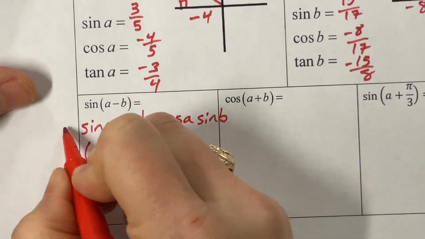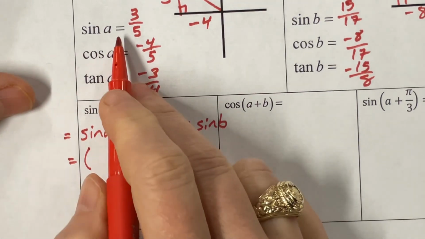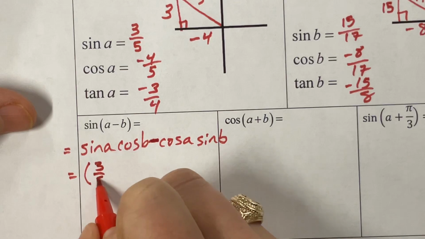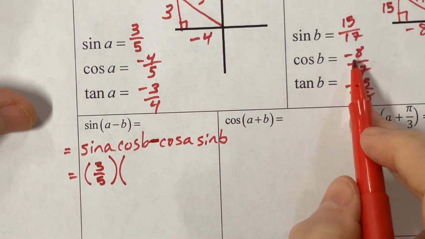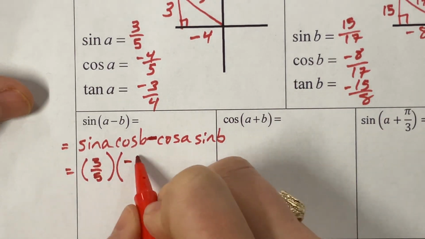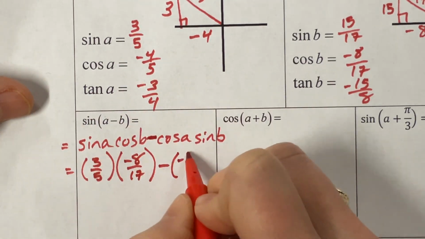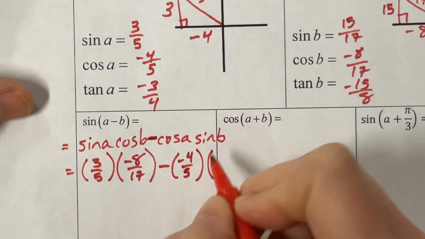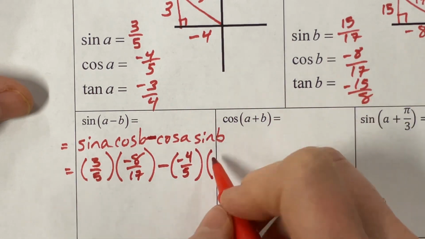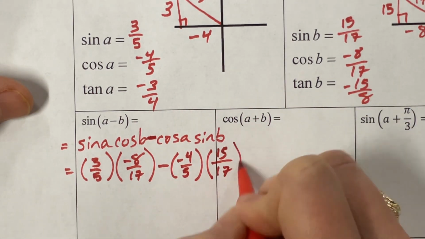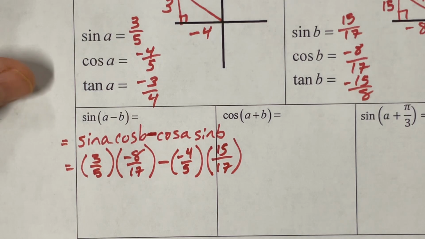Sine of A, I wrote it down here, is 3/5. Cosine of B is over here, that's negative 8/17. Minus cosine of A is right here, that's a negative 4/5. And sine of B is 15 over 17. I'm going to have to find another piece of paper because I'm writing too big.